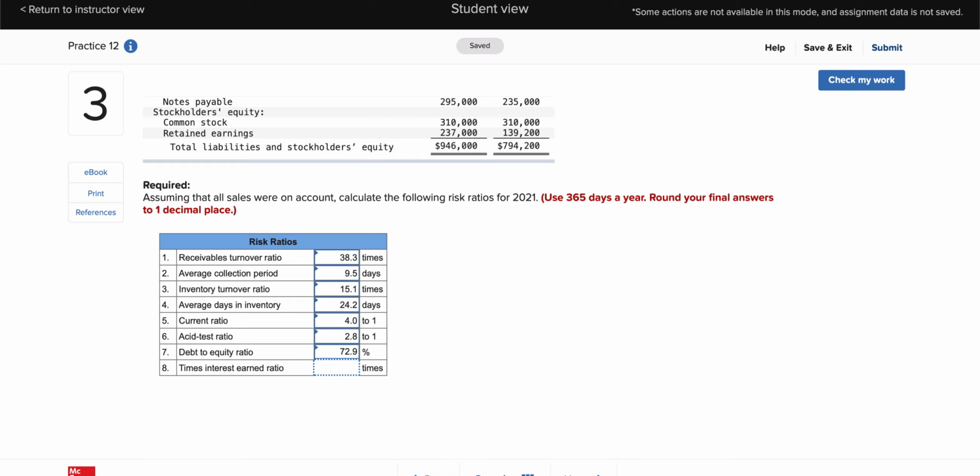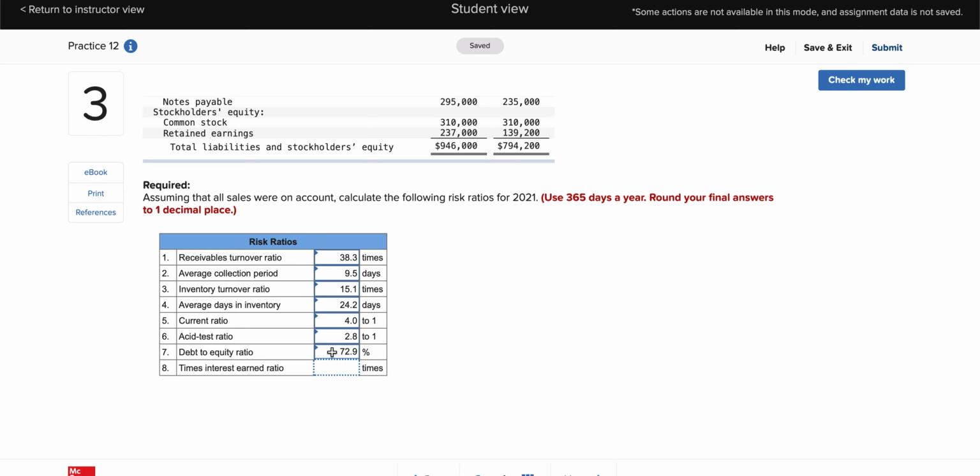72.9% is saying that our debt is about 73% of what our total equity is. So we still have more equity. What you really don't want is that number to be over 100%, because that means that you have more debt in the company than you do have equity. And I guess if you're a new business startup, that may not always be a bad situation, but you definitely want to keep that debt number down.